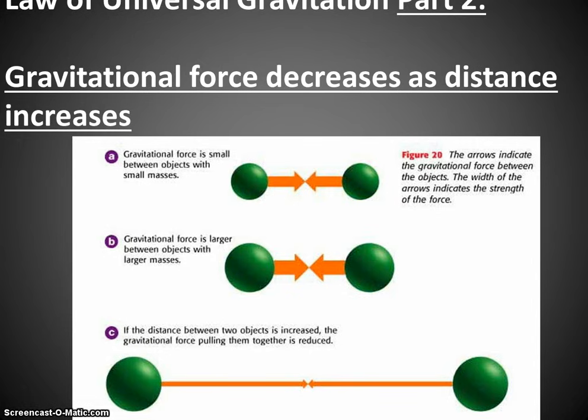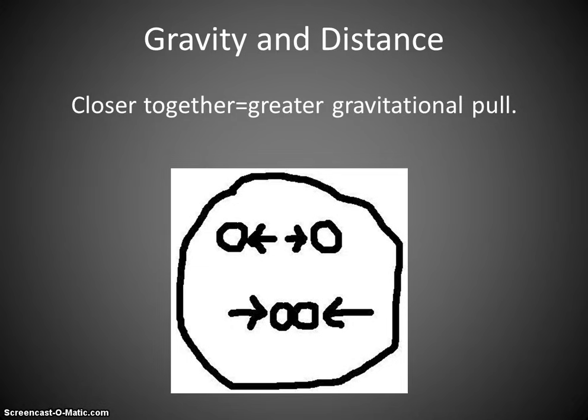Law of universal gravitation, part 2. Gravitational force decreases as the distance gets larger, right? The farther away they are, the smaller that gravitational pull or attraction is. So these two things right here, they're closer. They have a pretty strong gravitational pull. These objects are just as close, but they are clearly more massive, so they have a stronger gravitational pull. But these two objects very far away have a much smaller gravitational force.